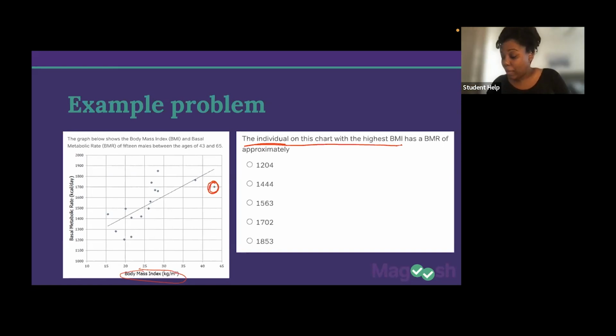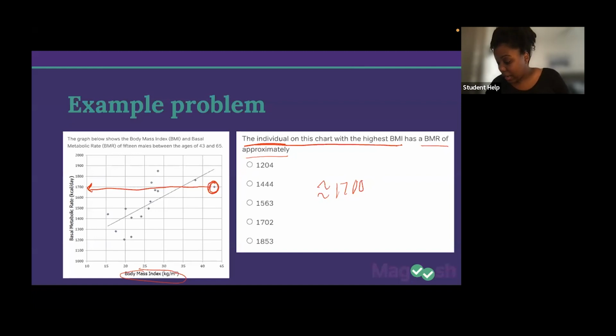And so what does it want to know about that point? Well, it wants to know what is their BMR approximately. Well, all I have to do is follow the trend line all the way over, and I see it's about 1700.